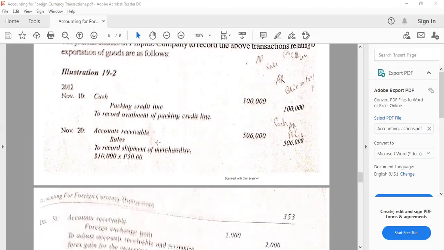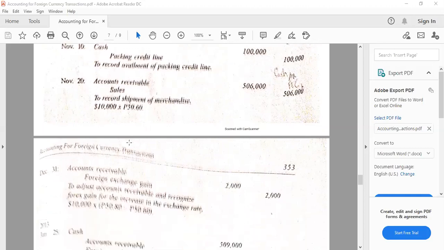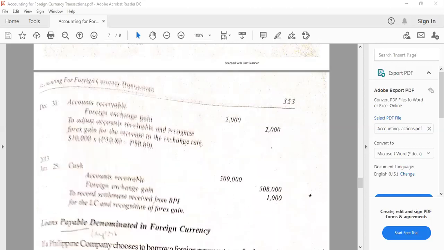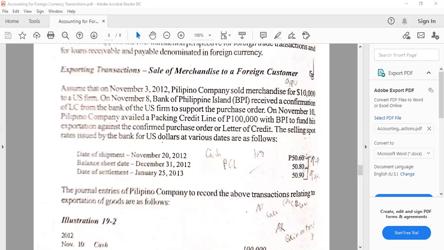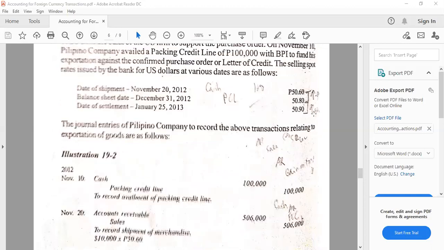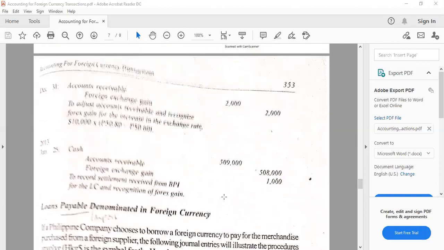So accounts receivable, sales, 506,000, both debit and credit. So unit times the rate. And then there's a gain, as I've said, because there's a 0.02 difference. So we have to account for that. And this is a 0.01 difference. So that's going to be a gain of 0.01 times 10,000, that's 1,000.